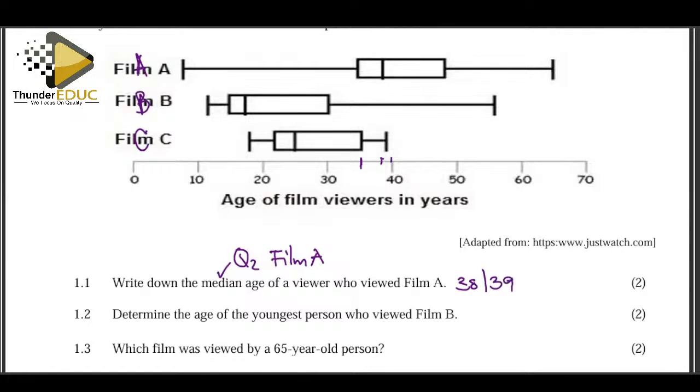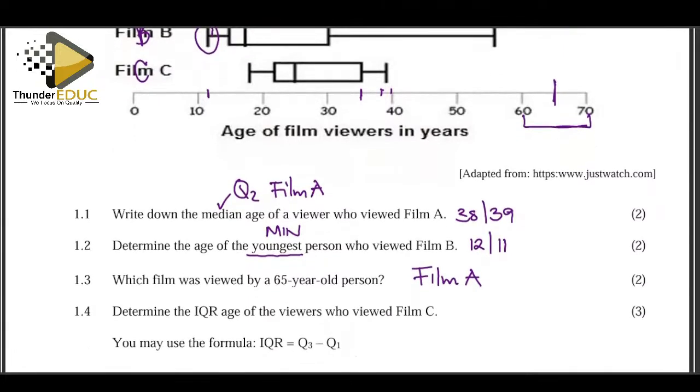Okay, determine the age of the youngest person who viewed film B. Now, youngest has to be the minimum value. So we shall come to B and the minimum value is around here, which could be 12 or 11 years of age. Then we look at which film was viewed by a 65-year-old. 65 is around this gap here. Which film has an indicator here? It's film A.